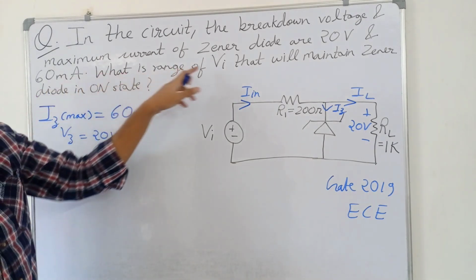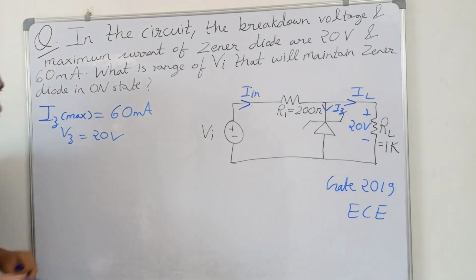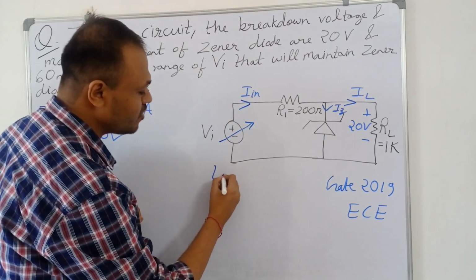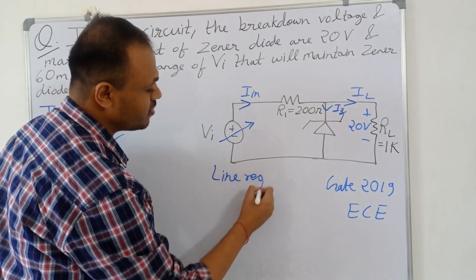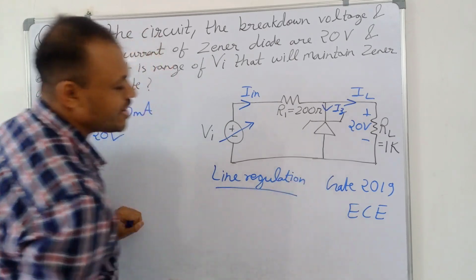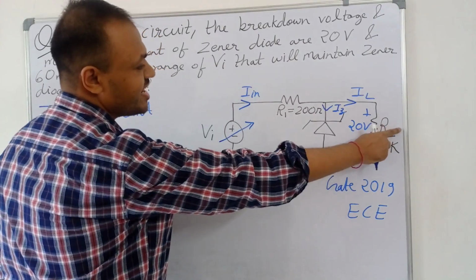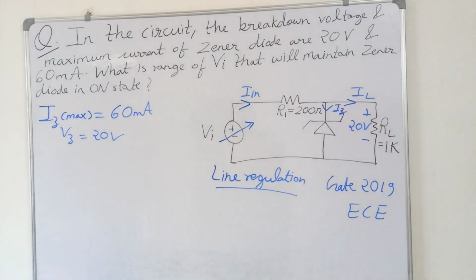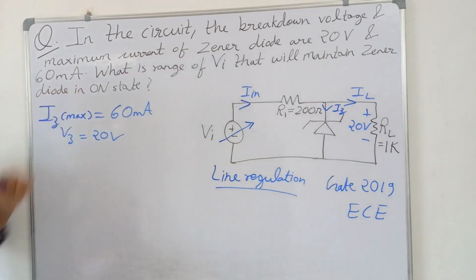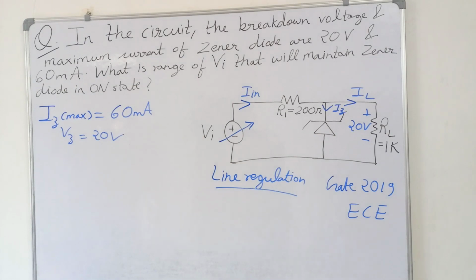It asks what is the range of Vi. So Vi is variable, so this is the case of line regulation because your input voltage is variable. If load resistance is variable, then we say load regulation. But here input voltage is variable, so we can say line regulation. So we have to find the range of Vi that will maintain the Zener diode in on state.